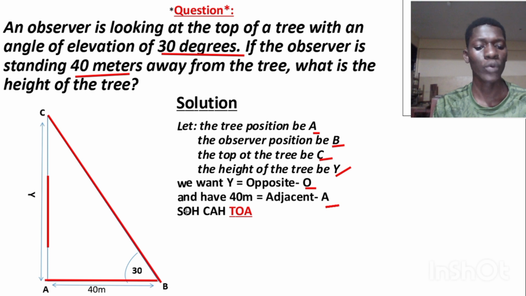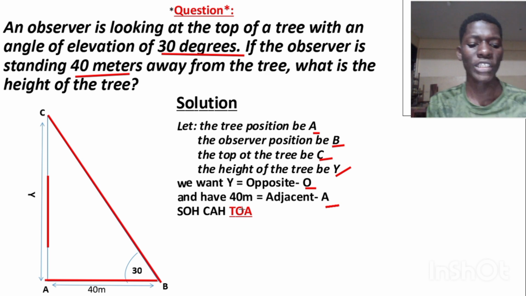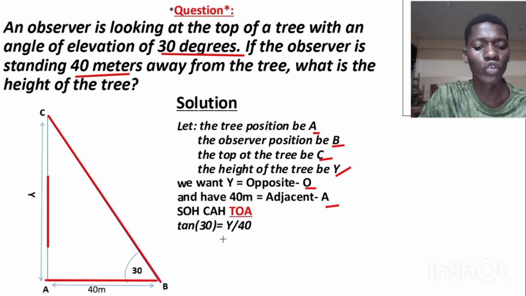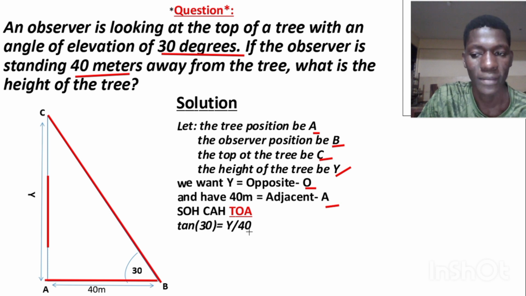So we can't use the cos or the sin because in the sin we don't have adjacent, but we were given the adjacent. And in cos we have adjacent, but we don't have opposite. But we are looking for opposite, so we can only use the tan. So we know that tan is the opposite over the adjacent. So the tan of this angle should be equal to the opposite, which is y, over its adjacent, which is 40. So we say tan 30 should be equal to y, our opposite, over what? 40, our adjacent.